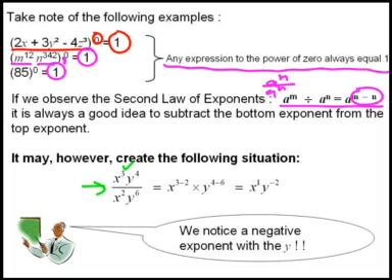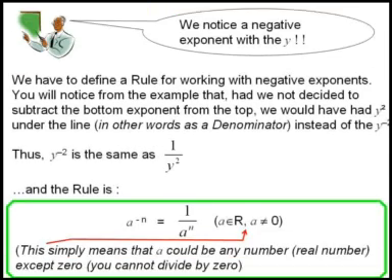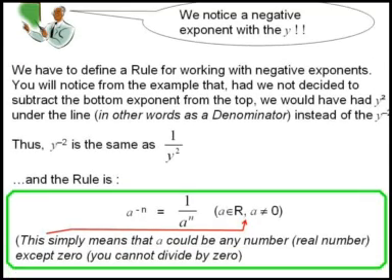We've got x to the power of 3 on top and x to the power of 2 at the bottom. So if we subtract 3 minus 2, we get x to the power of 1. That's still fine. But if we look at the y, we've got 4 on top and 6 at the bottom, and 4 minus 6 will actually give us a minus 2 exponent. So we notice that now we are working with a negative exponent, and we have to define a rule for working with negative exponents.